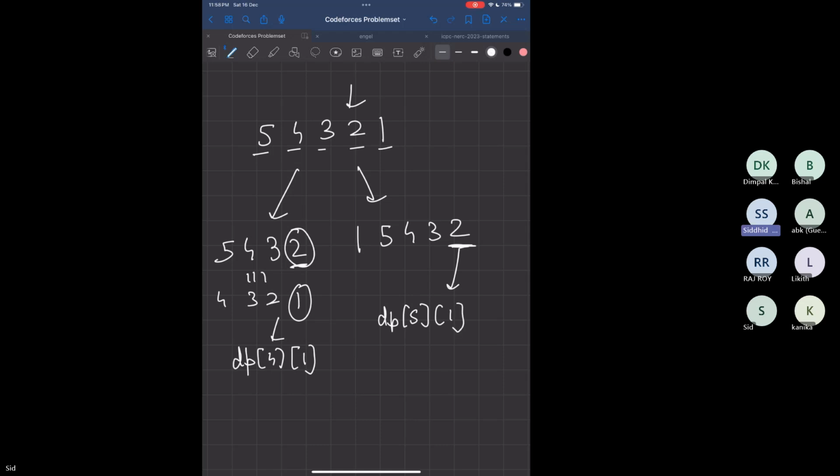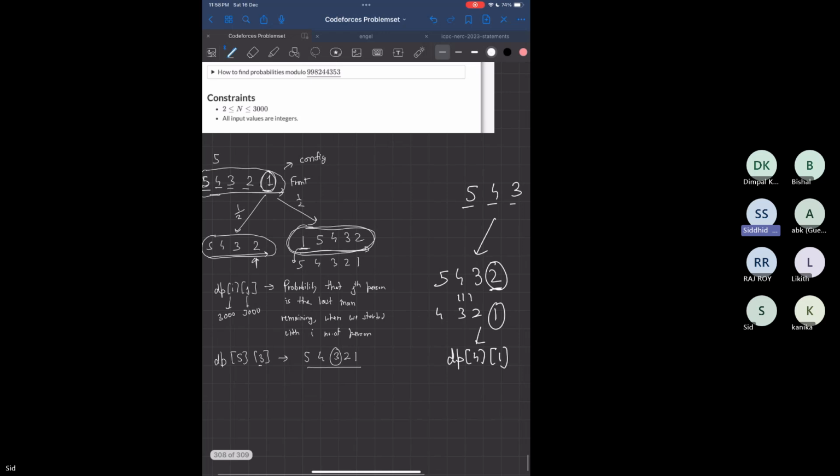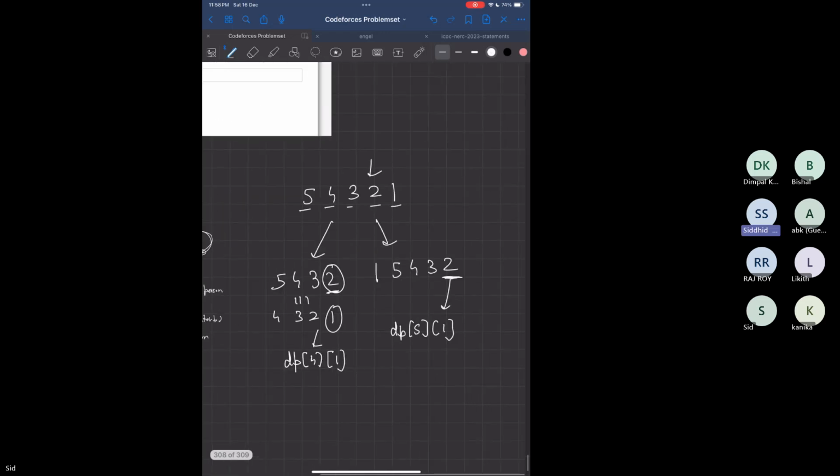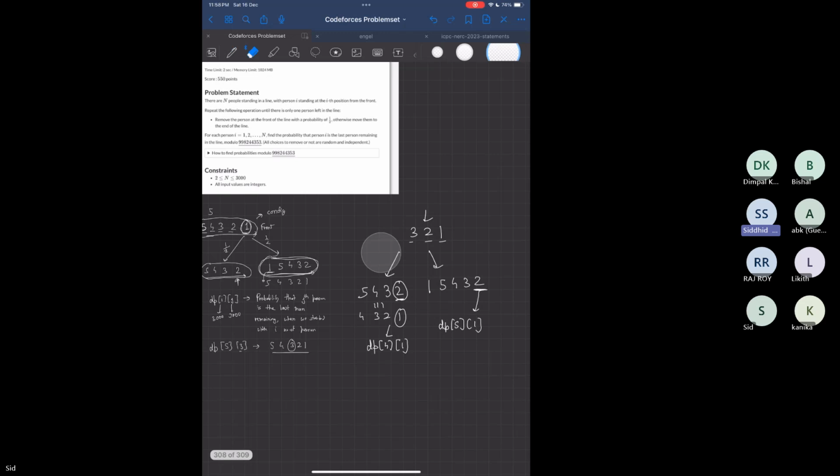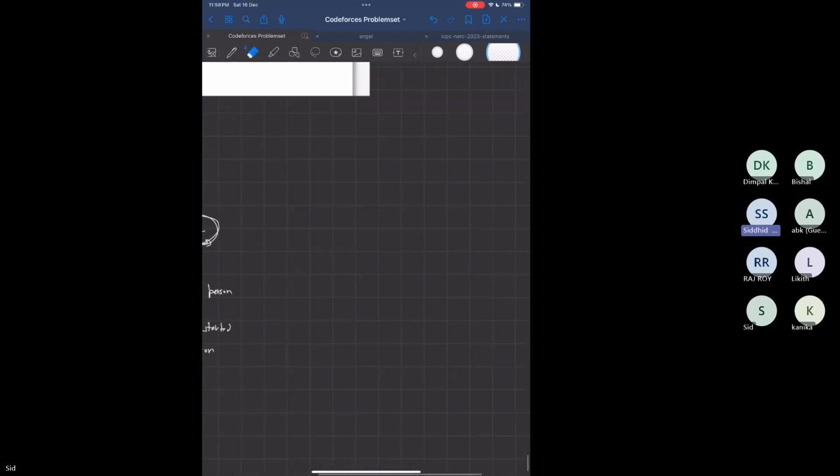I hope this is clear, like the fact that these are equivalent. So by this what we get is several equations. I'll show the equations. So let's consider the case where n equals 3. Okay, dp 3, 1. What does it mean? 3, 2, 1, the probability of 1 staying at the last.